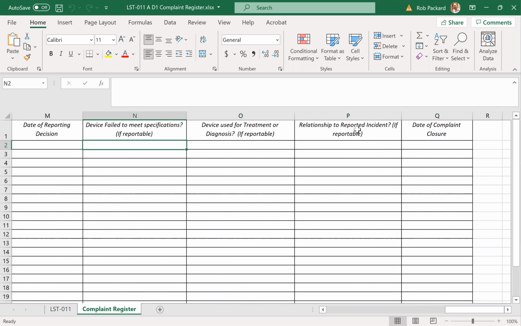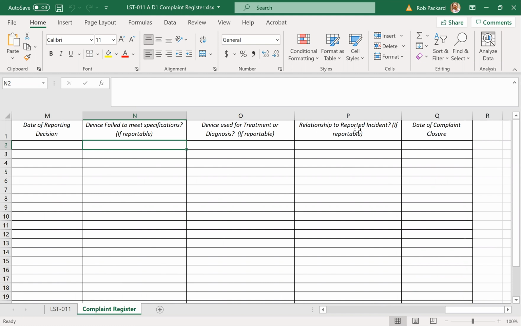Did the device fail to meet specifications? Did the device get used for treatment or diagnosis? And what is its relationship to the reported incident? Did it cause it or not? And then we have the date that you closed the record. So in addition to your medical device reporting that you do to the FDA and the records of that, you also need this log filled in.